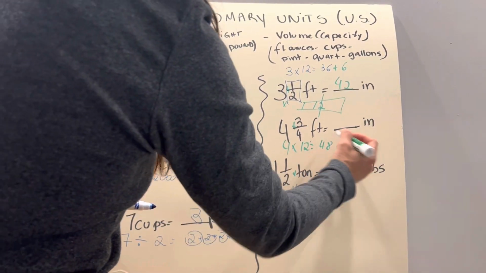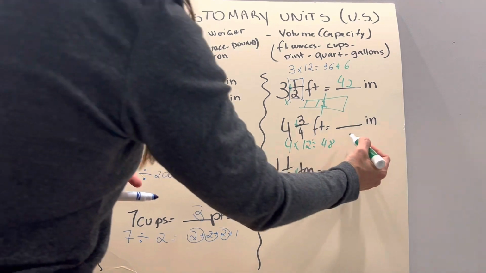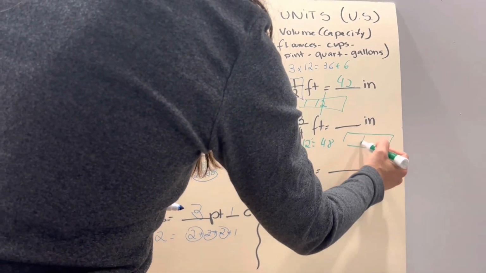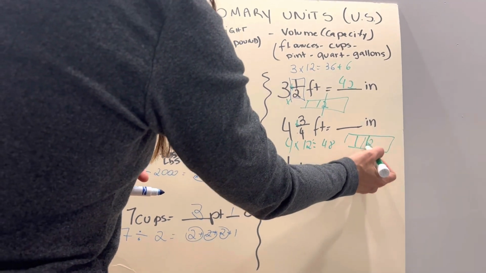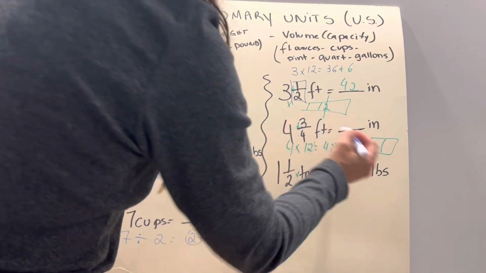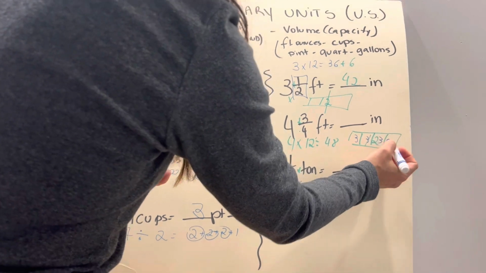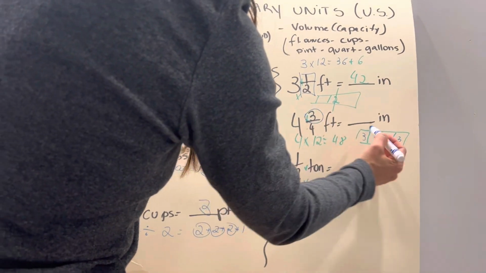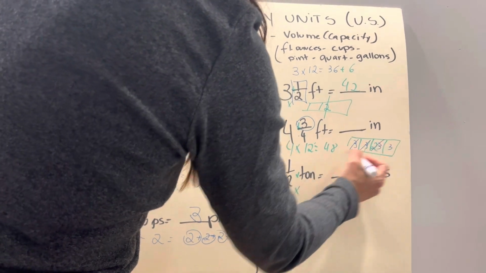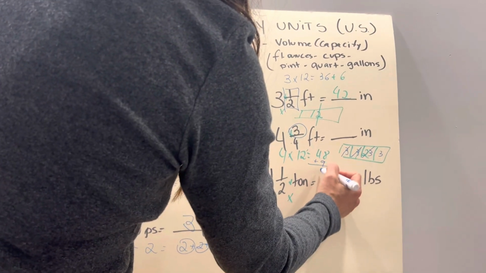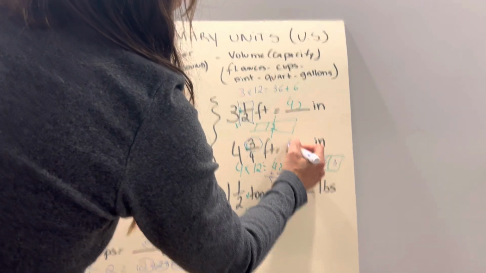Now 3/4. Imagine if you had 12 and you gotta divide it into 4. So each piece would have a 3, right? But you want 3 of these, so you want 3, 6, 9. So you add 9. So this will be 57.